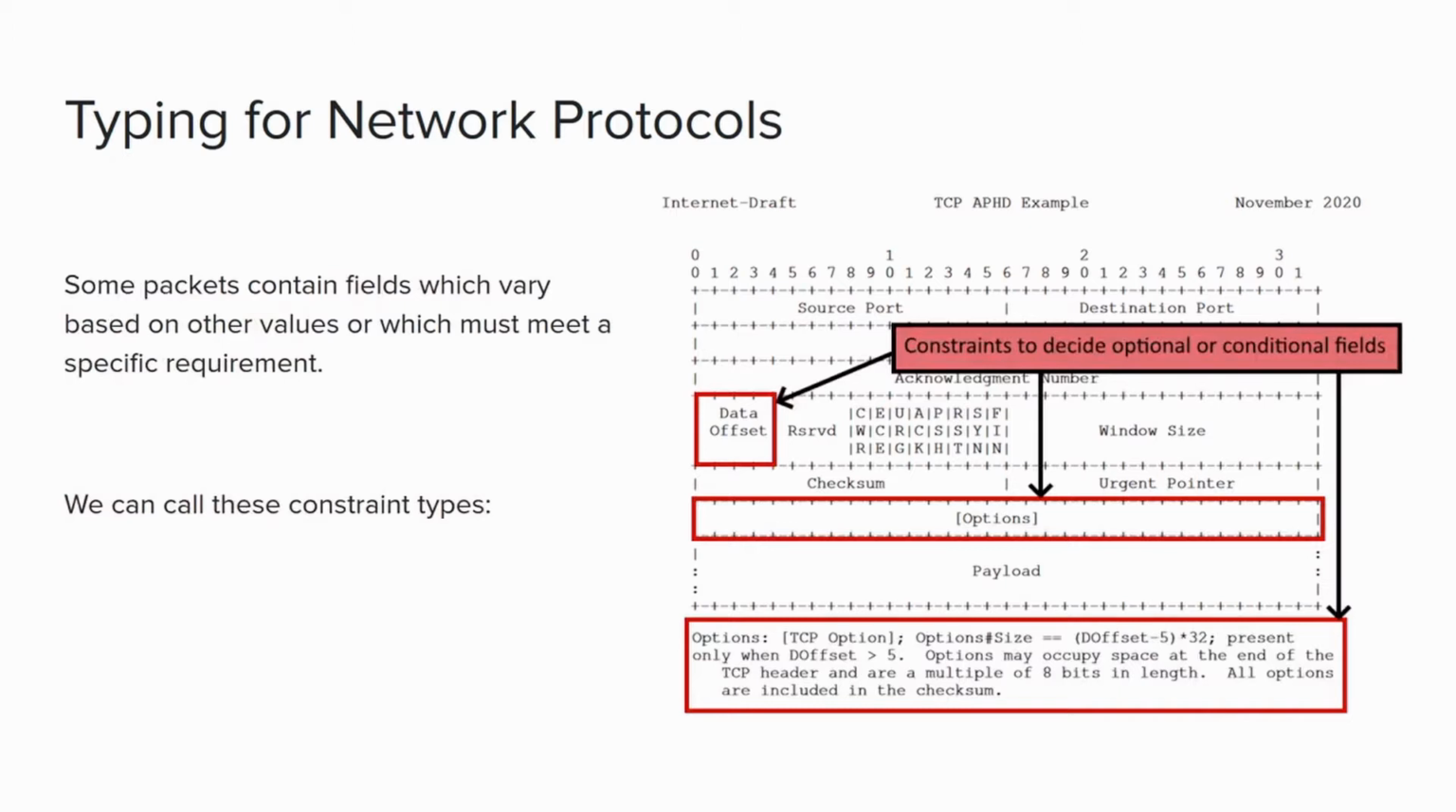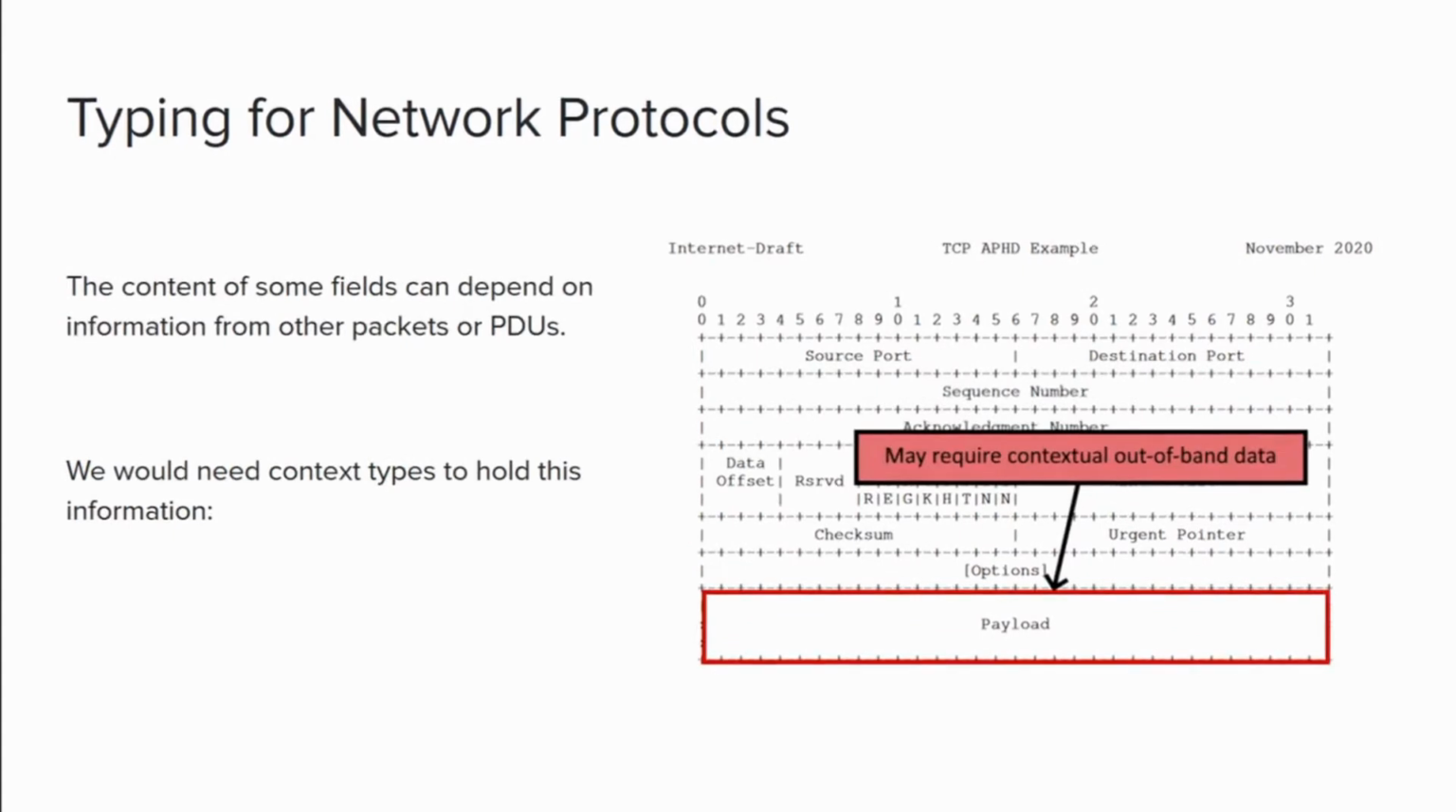Some fields only appear under certain conditions and rely on values from other fields within the same protocol data unit, in this case the TCP header, to establish whether we're using that or not. So we can call these constraint types since they need to be checked. Some fields require information not contained within this packet, like an encryption key or a value from another protocol data unit somewhere within this draft.